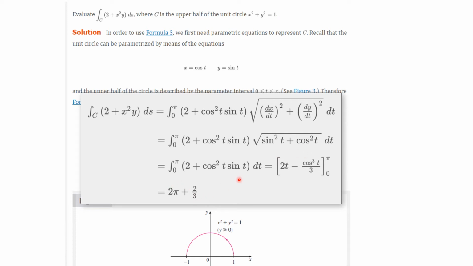Again, make sure you follow these calculations, because I will be asking you to compute things like this. So you use the fundamental theorem of calculus, you're using u-substitutions and so on and so forth, evaluating at pi and 0, and you get this as your final answer. So it is 2 pi plus 2/3. That's the exact answer.